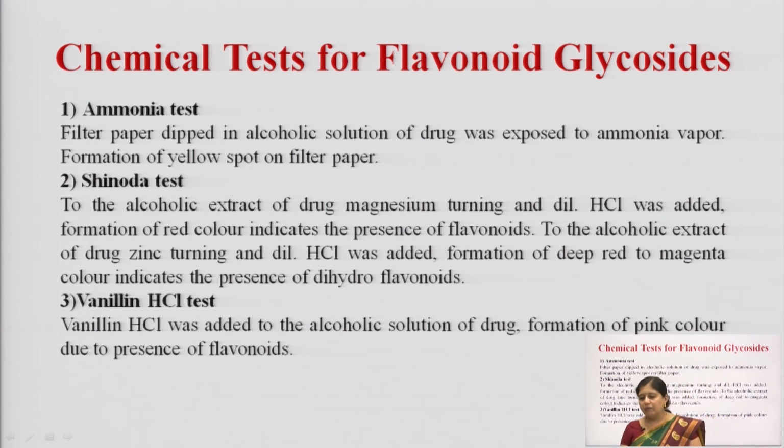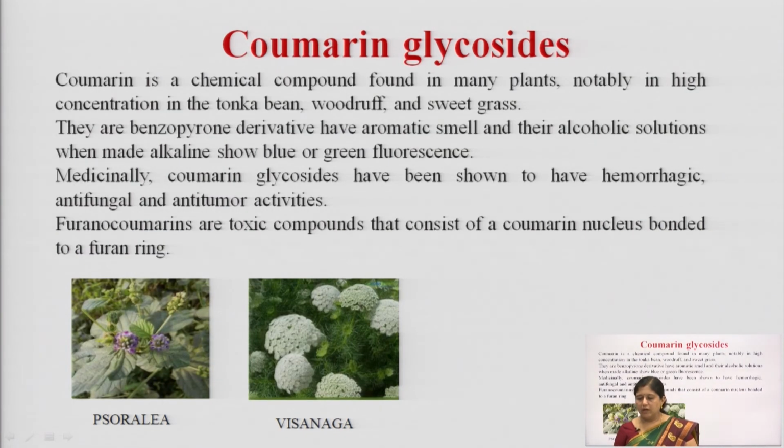In the ammonia test, we take a filter paper dipped in the alcoholic solution of the drug, and we expose it to ammonia vapor. It leads to the formation of yellow spots on the filter paper. In the Shinoda test, we take the solution, add magnesium turnings and dilute HCl. It gives the formation of a red color. Sometimes if it is negative, we can use zinc turnings as well. In that case, it will give a deep magenta color. In the vanillin hydrochloride test, we take the vanillin hydrochloride solution, and to that we add the alcoholic extract, and it shows a pink color due to the presence of flavonoids.